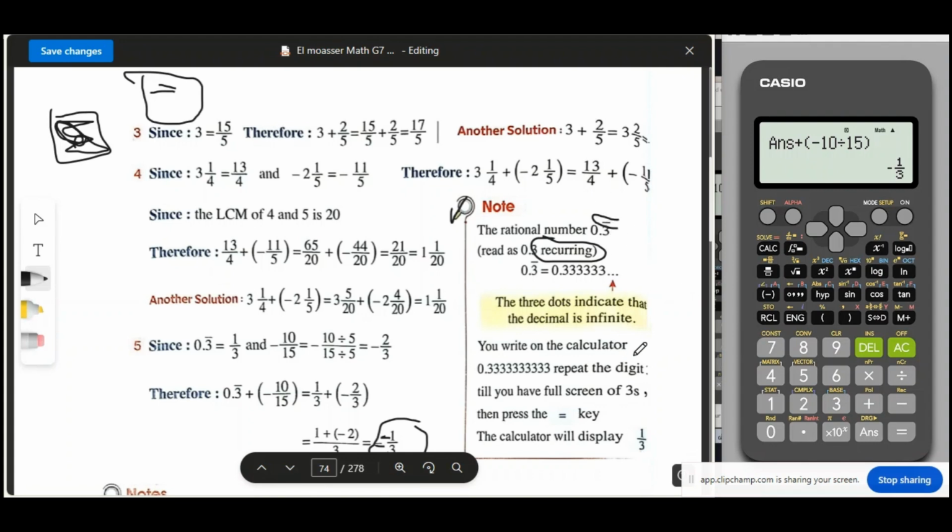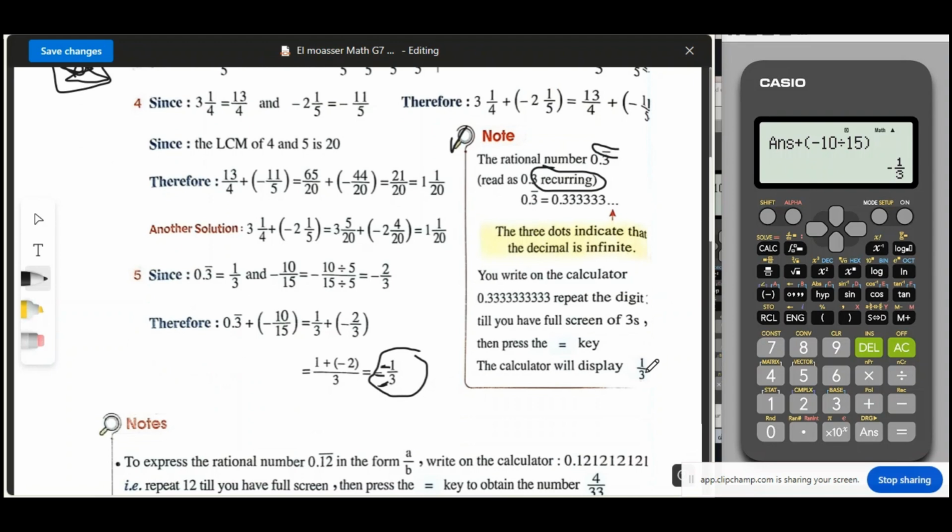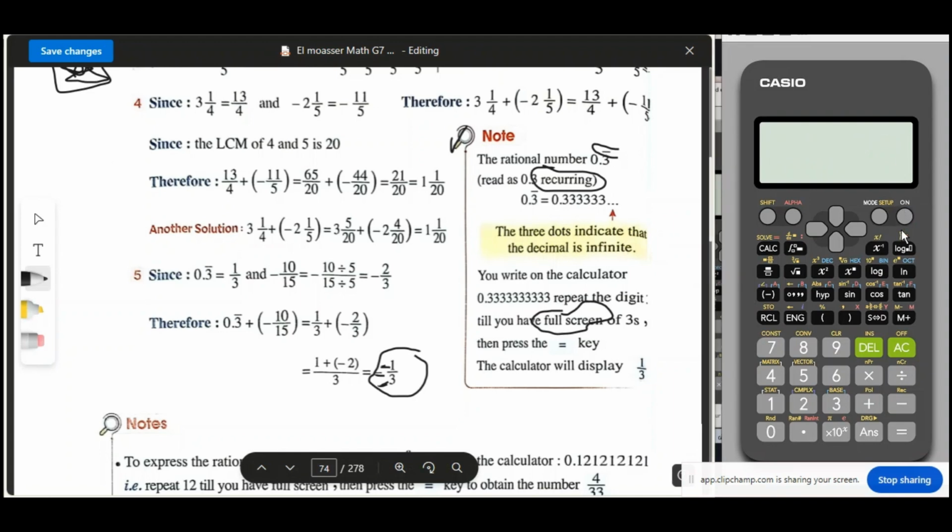Okay, so you write on the calculator the same, and on the display you have a full screen of threes. You know what's the meaning of full screen? Let me show you. Full screen means like شاشة مليانة, a very full screen. If you got a lot of numbers, like I type a lot, you can see this arrow. This means full screen. Like if we got 0.33333333, this means a full screen. So press equal and there you go. It will display 1/3. So this is the only part that you can do in your mind, this with the calculator only.